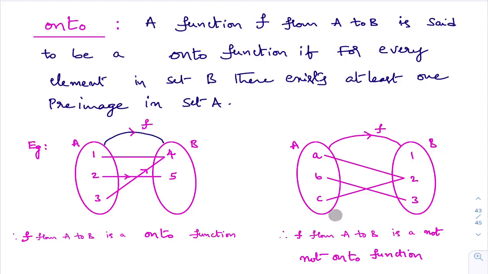Come to this example. Is it onto function or not? See, what are the pre-images of 3? B, one pre-image is there. Pre-image of 2, yes, 2 pre-images are there: A and C. Pre-image of 1, not defined. Can we say it is onto function? No. As per the definition of onto function, for every element in set B, there exists at least one pre-image in set A. Here, for the element 1, there is no pre-image. Because of that reason, we are saying this function is not onto function.